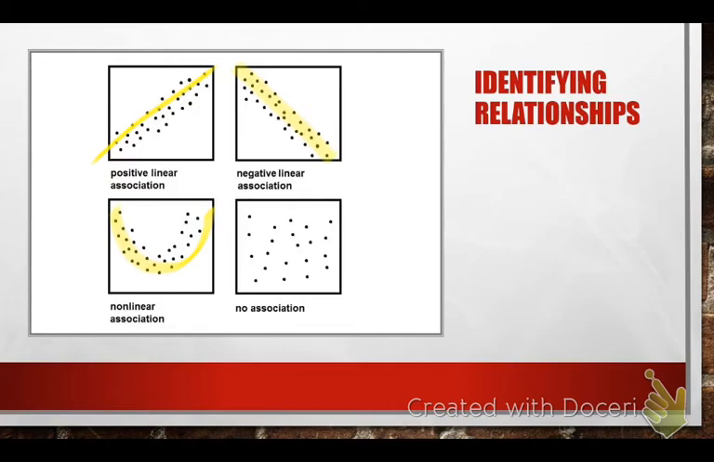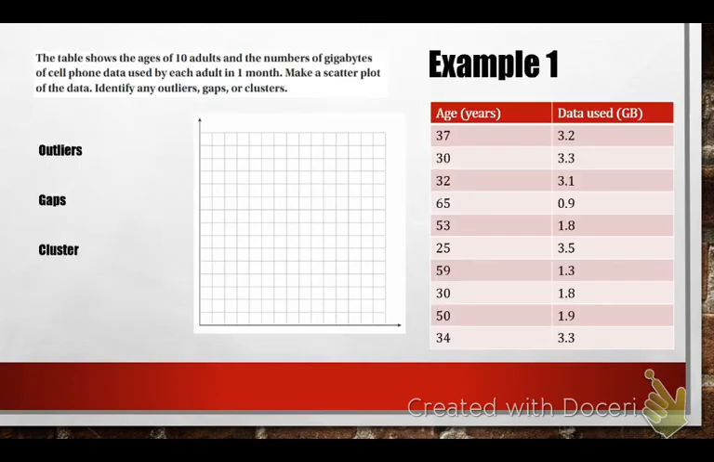I want you to go back and look at example 1. What kind of relationship do you see there in example 1? I see a negative relationship, right? Okay, so how could we put that into a sentence?